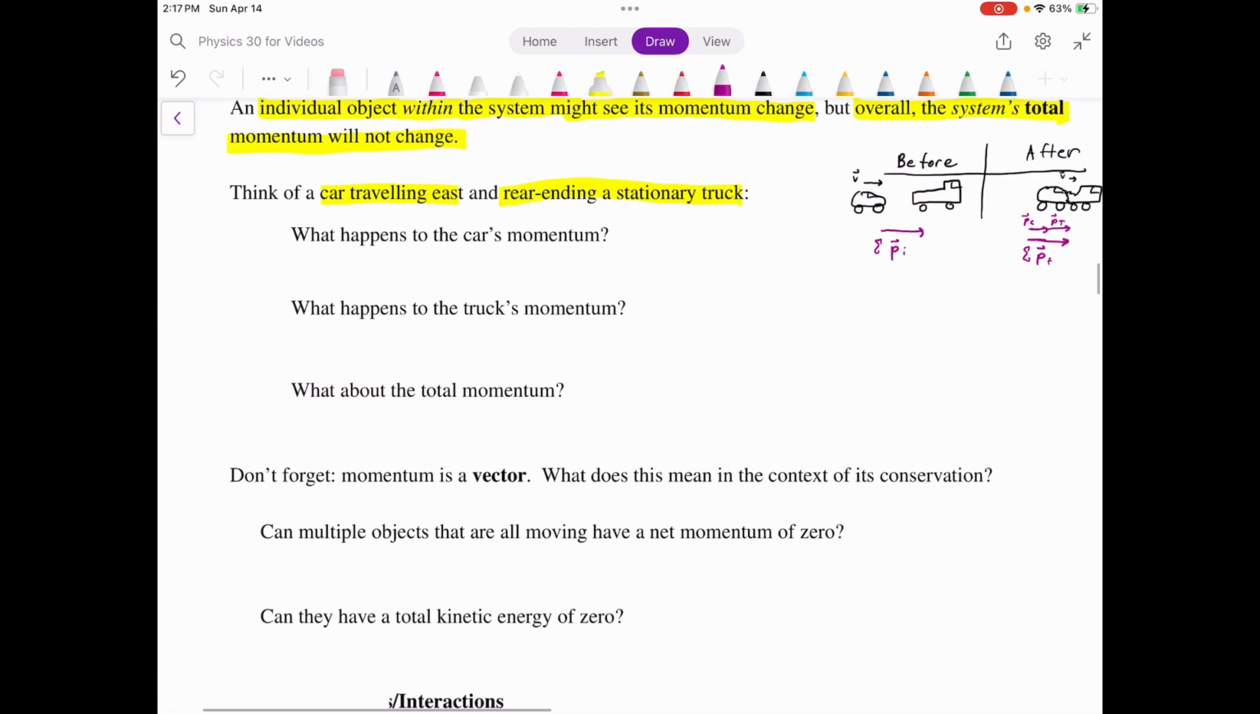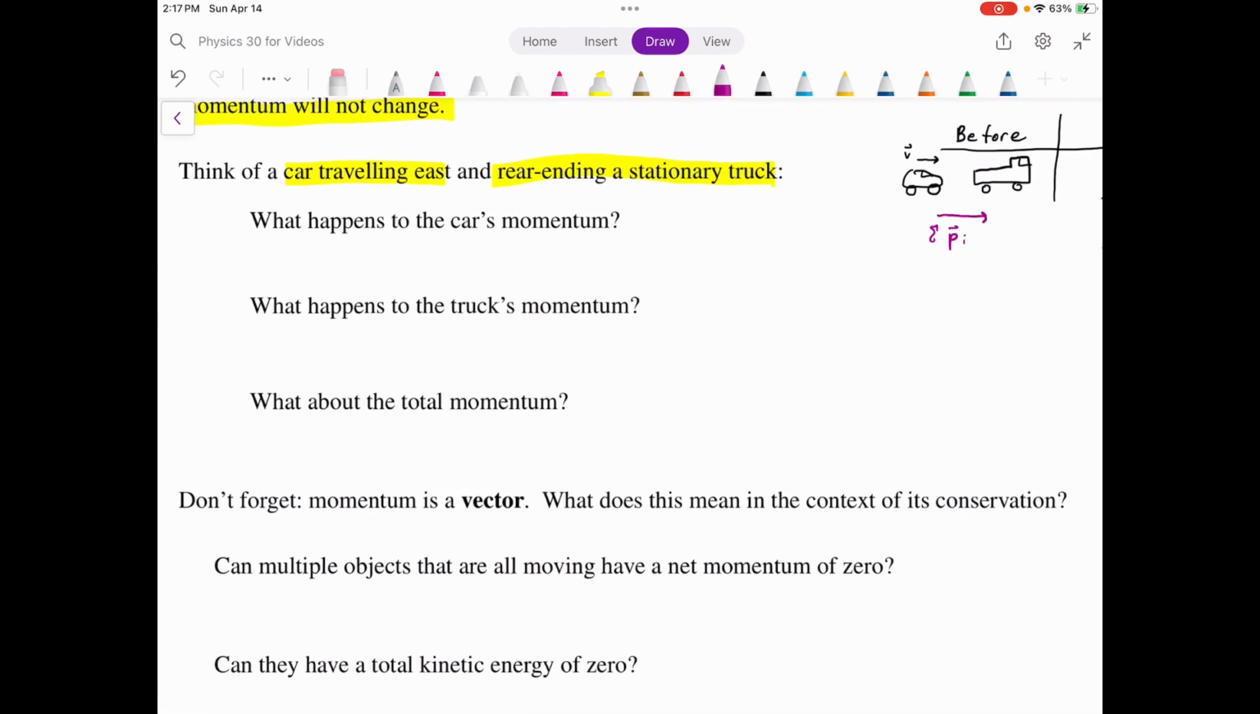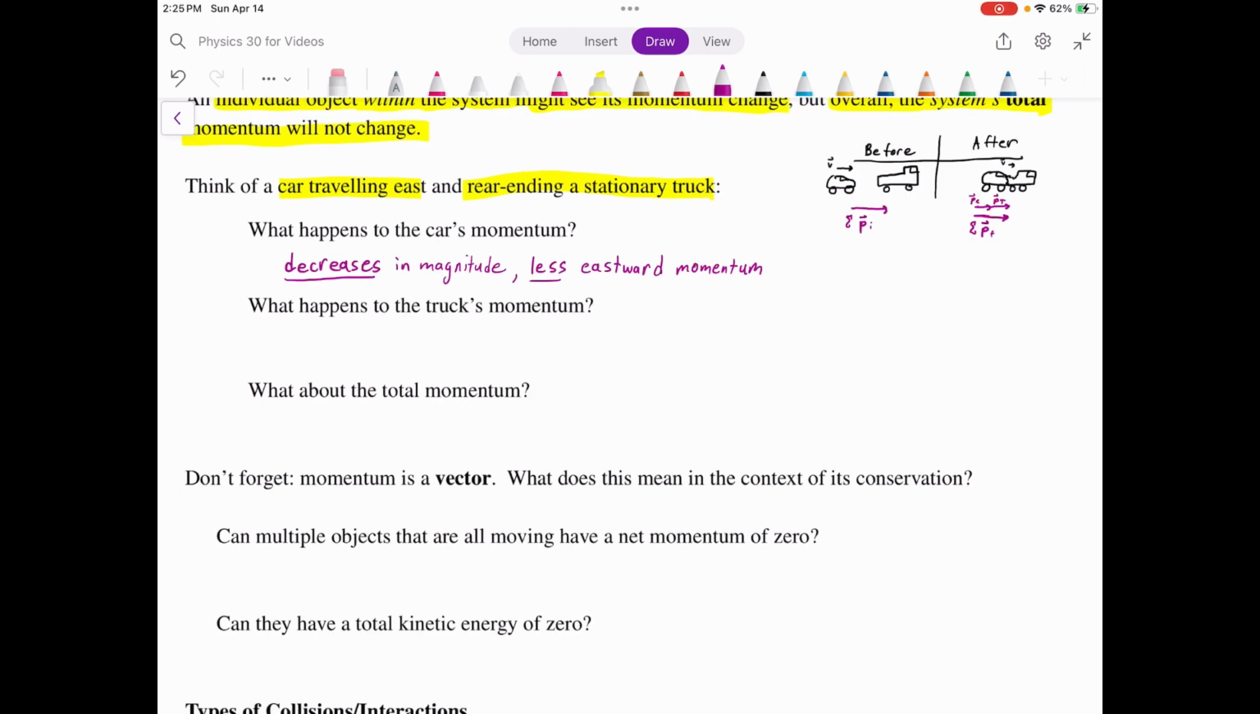So breaking that down here, what happens to the car's momentum? Well, it's decreased in magnitude, right? It now has less eastward momentum than it did before the collision, because again, smashing into the truck, it gets slowed down. It still might be moving to the east, but it's slower. So momentum is mass times velocity. A slower eastward velocity gives a smaller eastward momentum.